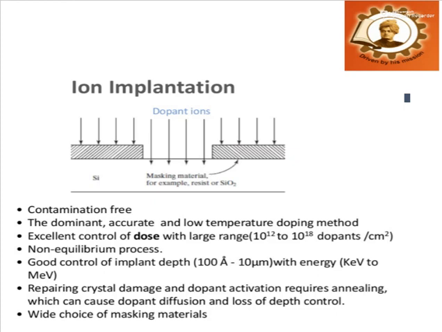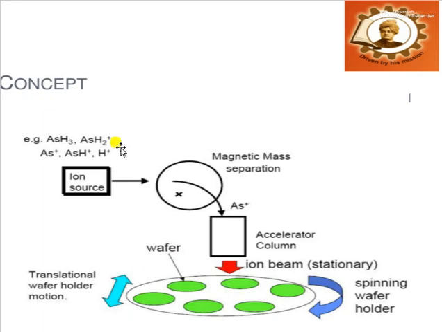The concept is that ions from an ion source are accelerated through a chamber called an ion implanter, and they move through magnetic mass separation and accelerators. There will be a scanning plate that scans the ion beam in both the x direction and y direction, and the wafer will be rotating on a spinning holder. That's why there will be uniform doping using the ion implantation method.